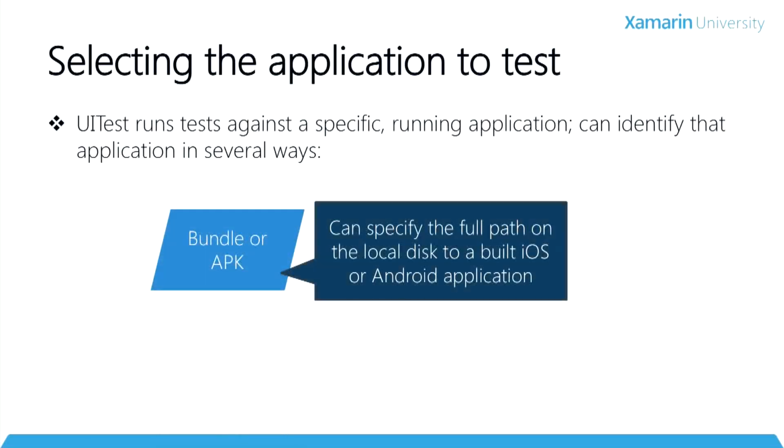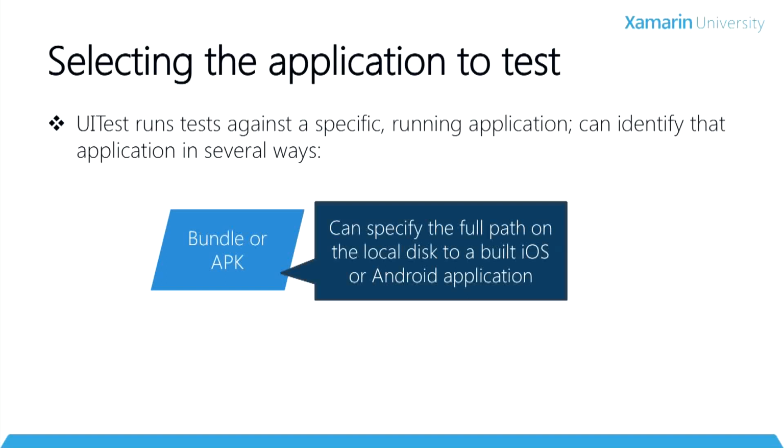First, you can specify an iOS app bundle or an Android APK. You must specify the full path although a relative path is fine if the application is always in a location off the UITest project itself. And this is useful if you have a dedicated QA team, which can take the delivered binary from the development team and run tests on it.